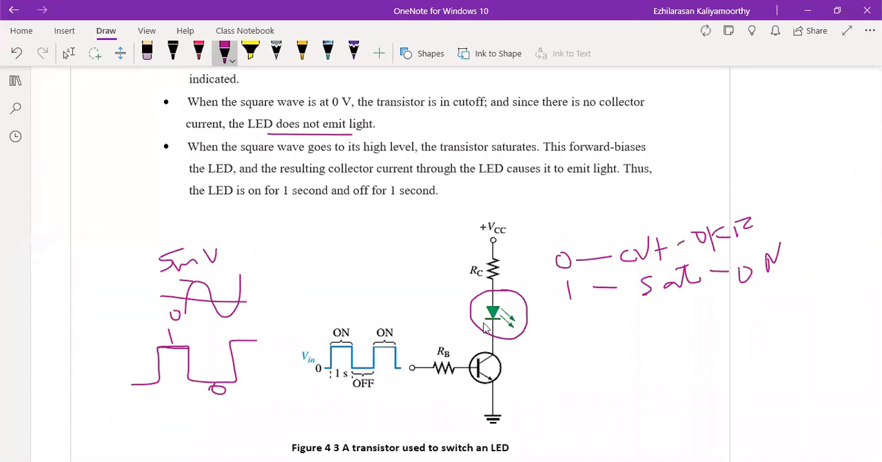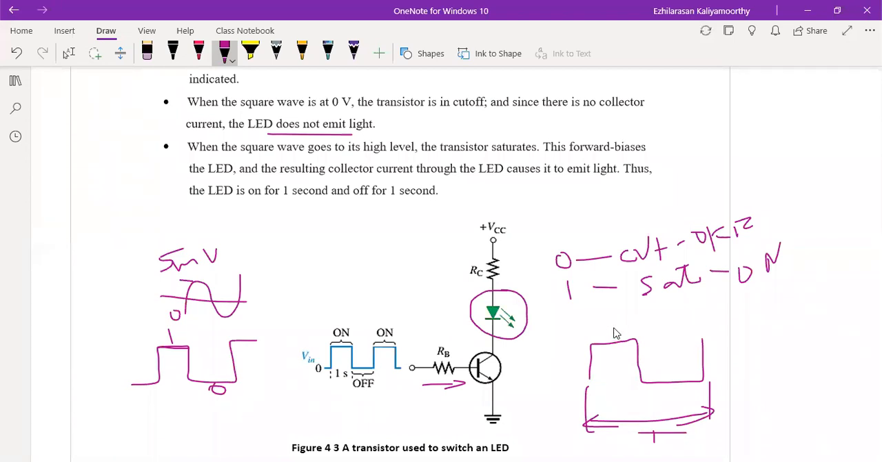When it is forward biased, automatically a small amount of current will flow, and the collector current also passes through the LED. Then it will emit light. So we can say the LED will be on for 1 second and it will be off for 1 more second. Why? Because when you generate a square wave, what is the time duration of this? See, this is completely a time period, T, the total time period.